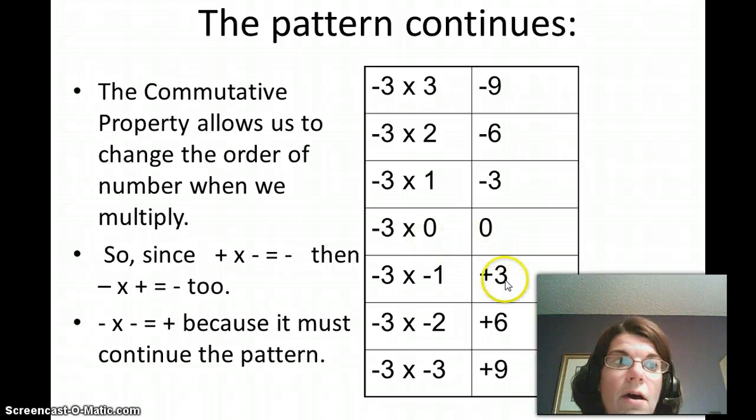And then a negative times a negative, I end up with a positive 3, and then a positive 6, and then a positive 9. So we have a negative times a negative ends up being a positive as it follows the pattern. Okay?